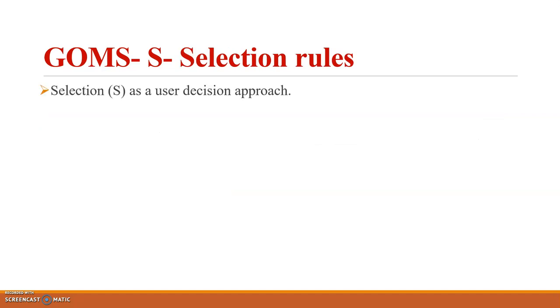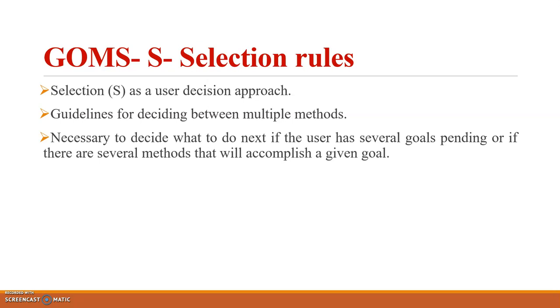The next one is the selection rule. Here, the selection rule implies selecting an appropriate available method. Selection is a user decision approach, a guideline for deciding between multiple methods. So multiple approaches will be there, and the user will select one approach for achieving the goal using the operators and the methods. It is necessary to decide what to do next if the user has several goals pending, or if there are several methods that will accomplish a given goal.